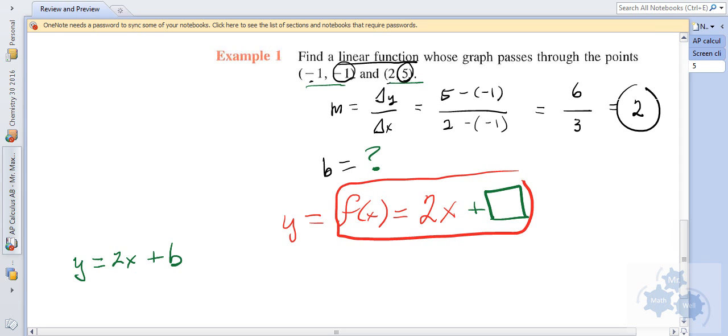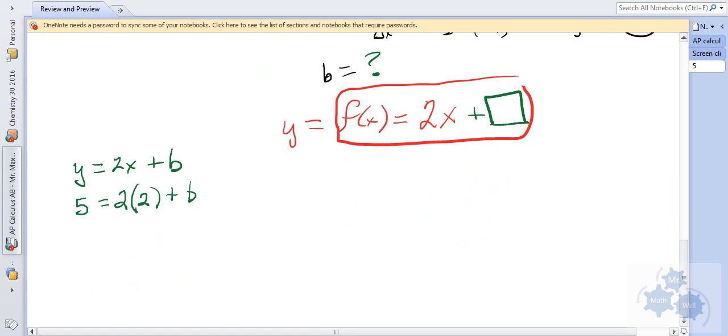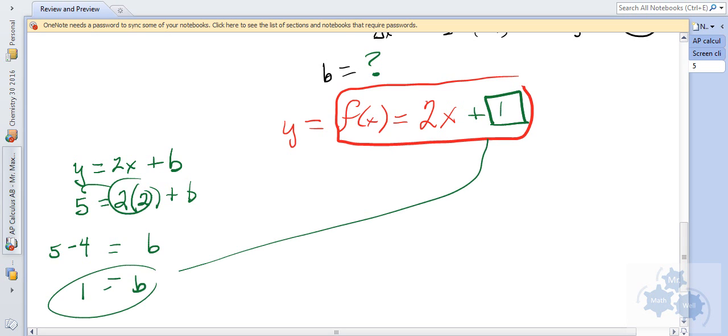So guess what? If you put in these coordinates, and we'll use the positive ones, 5 is the y value, and 2 is the x value, guess what? You can algebraically find out what b is. And so b would be equal to 5 minus 4. B is 1. And that's how you could determine b as well.